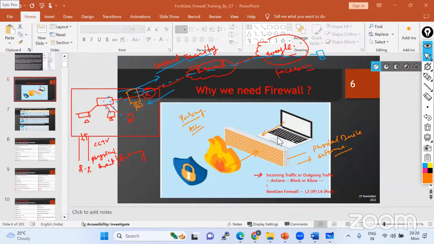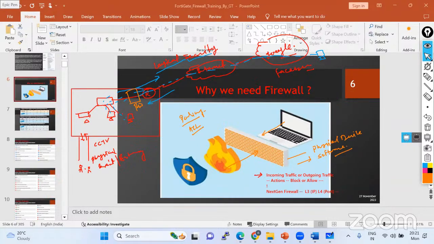Then there is another concept that is going to come. We have two types of firewall. Earlier we had what is known as the legacy firewall, or we can say the old firewall. And the new firewall we have is known as the next generation firewall. If you go to any interview, they might ask you what is a legacy firewall, what is a next generation firewall, and what is the difference between them. This kind of question can come in front of you.